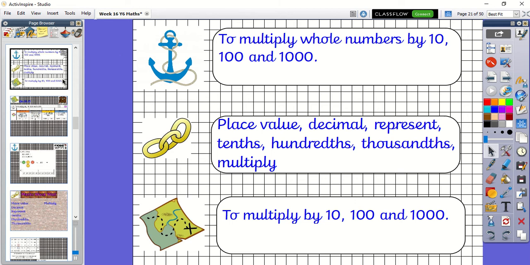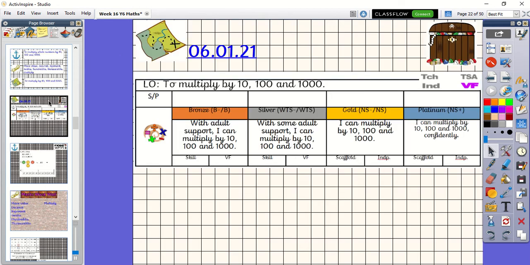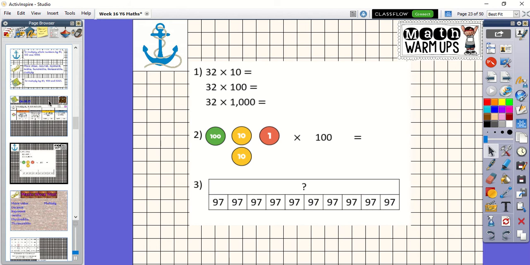And 1000. So those of you who were in school on Monday, and obviously if you completed your home learning yesterday, we are looking at decimals this term in maths. So to start our brains off, we're just going to be multiplying whole numbers by 10, 100 and 1000. So you have got 3 questions for number 1: 32 times 10, 32 times 100 and 32 times 1000.